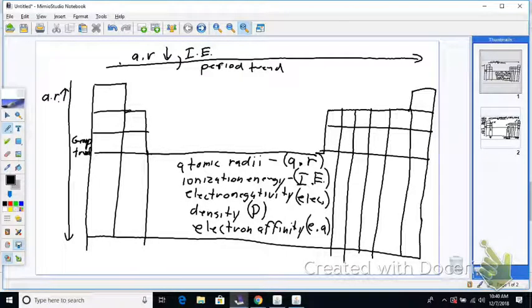The atom gets smaller going across. Will the ionization energy to pull out an electron get greater, or will it get easier to pull out an electron? What do you think? Easier? Greater. Why? Because the bond is stronger. Because the distance between the electron and the nucleus is less, which creates a greater force needed to pull it out. Does that make sense?